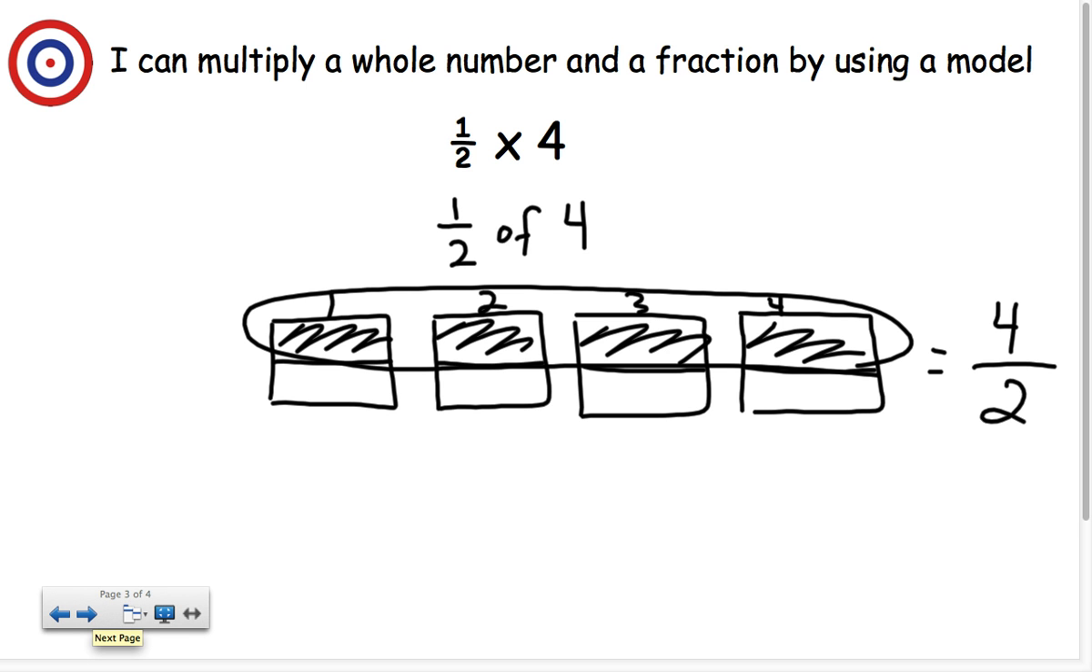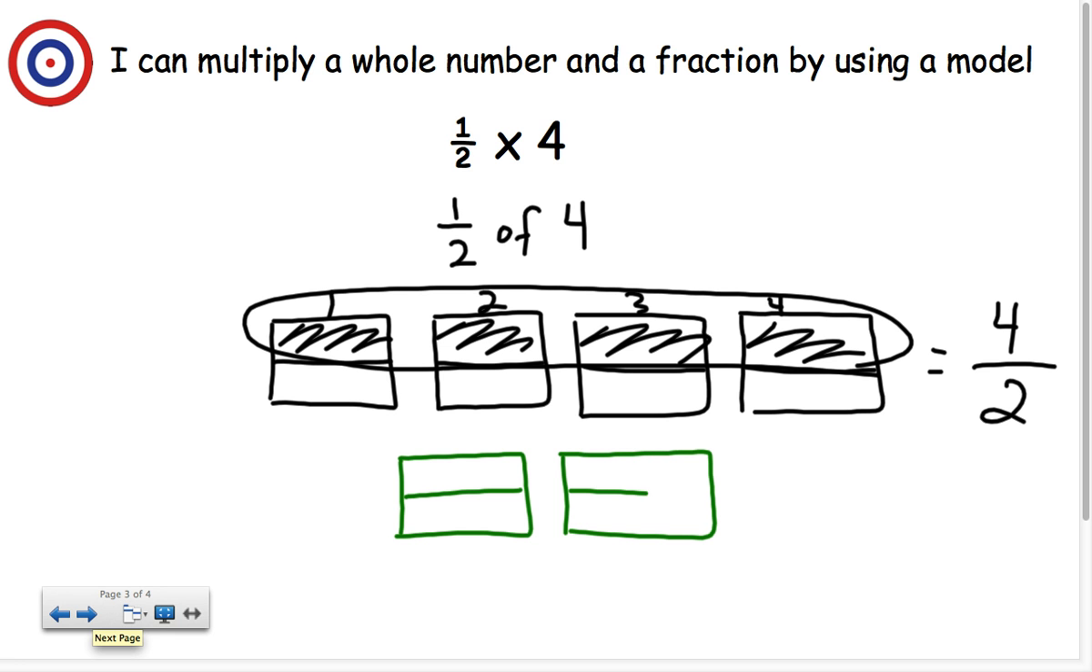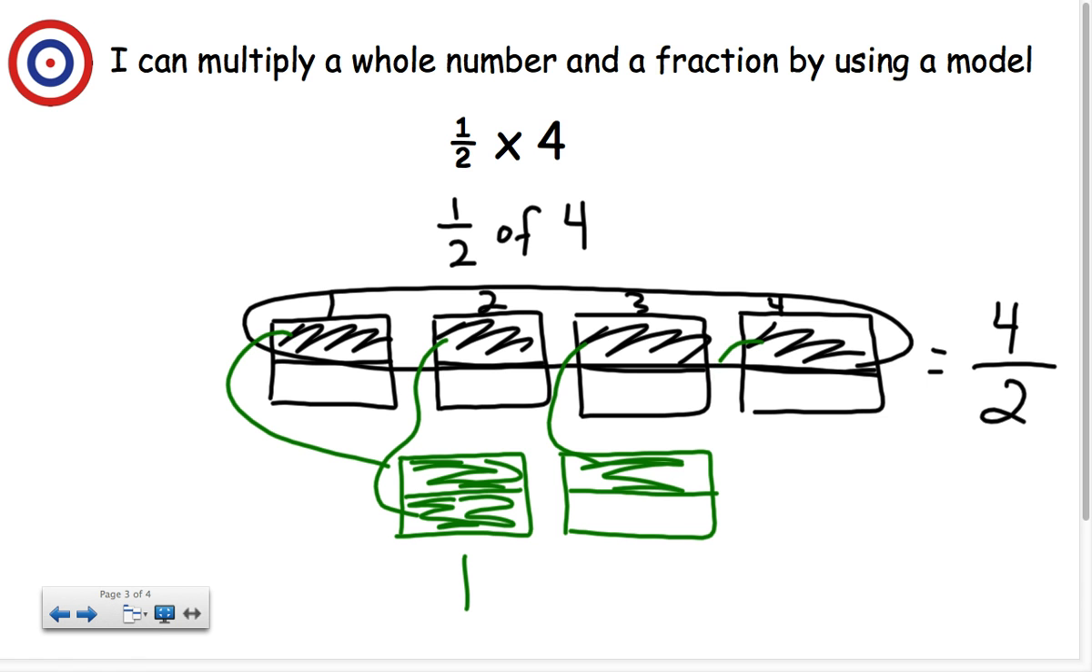Well, what does 4/2 look like? As that's an improper fraction, let's find out what it looks like as a mixed number. So I'm going to take and move my halves into new blank models that will allow me to see how many whole amounts I've got. There's 1. You can see I'm making 2. There's 1 whole amount. Move this one here. And move the fourth one there. Oh, look at that. I've got 2 whole amounts. So 4/2 is equivalent, or the same as saying 2. And that means that 1/2 times 4, or half of 4, is 2.